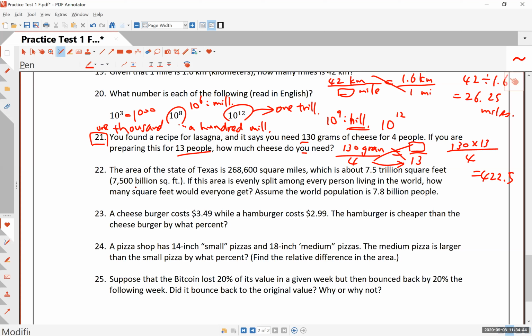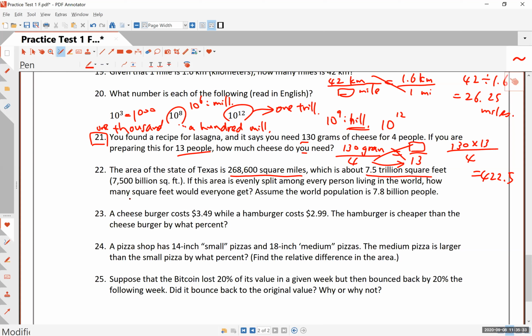All right, number 22, the area. The state of Texas is 268,600 square miles. That's a huge state, as you know, which has about 7.5 trillion square feet. 7.5 trillion square feet is equal to 7,500 billion square feet. If this area is evenly split among every person living in the world, how many square feet would everybody get? Okay, well, this is actually a pretty important question if you start thinking about ecology and the environmental effects and so on, because people do compare a large number of people with a large area, okay? So let's try to figure this out.